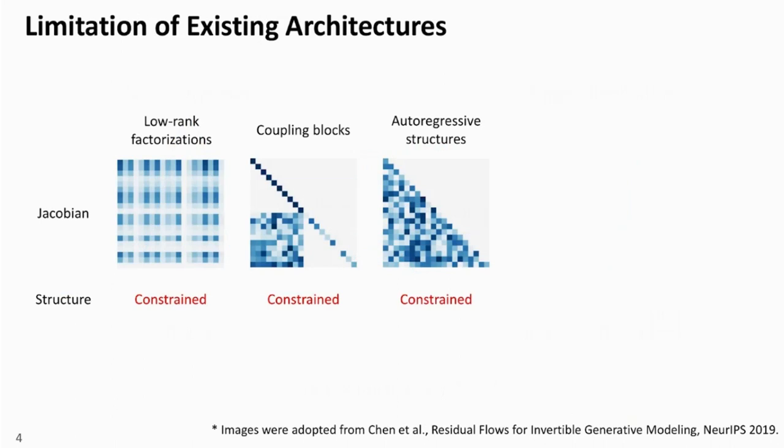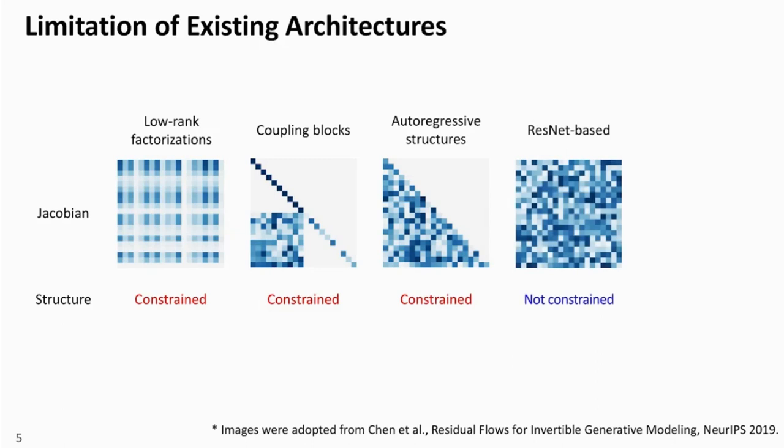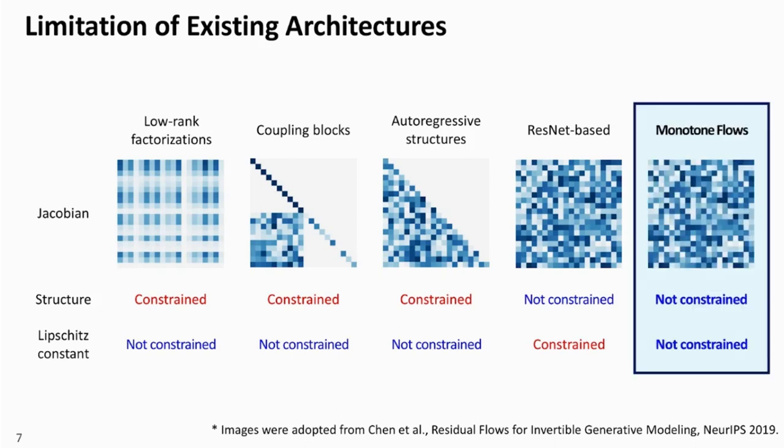To satisfy them, many architectures adopt special structures which limit their expressivity. An alternative is residual-based NFs, which impose no restriction on the network structure. However, to ensure invertibility, they constrain the Lipschitz constant instead. This restriction is still significant since transforming between distributions requires a large Lipschitz constant. In this work, we address the Lipschitz constraint while retaining the architectural flexibility of residual-based NFs.